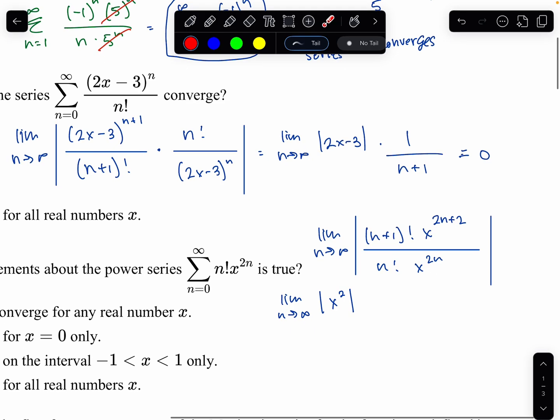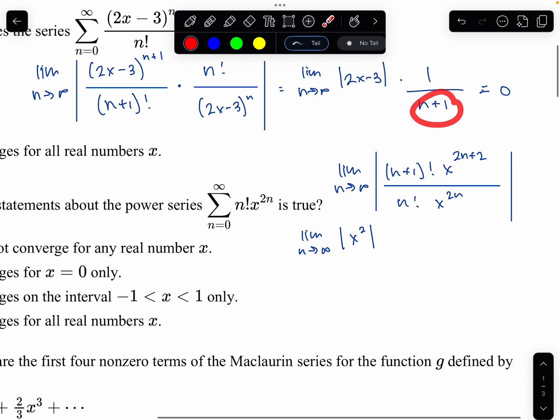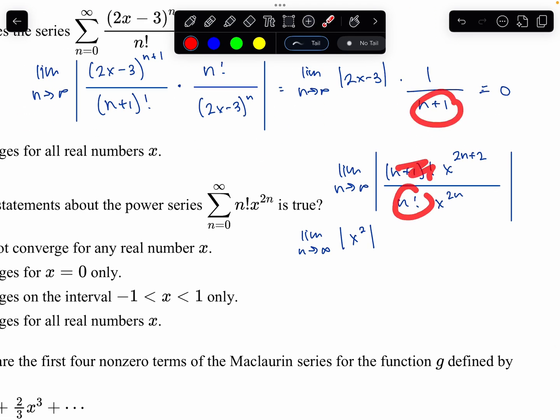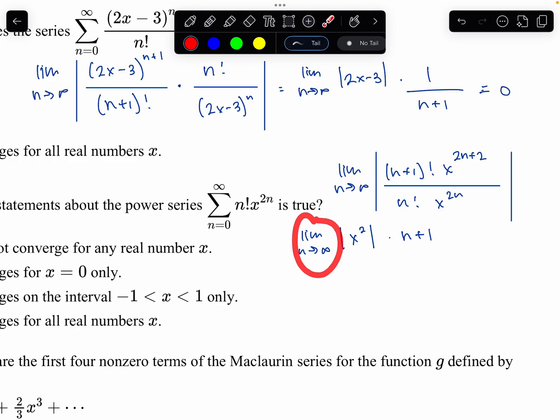And then what is n plus 1 factorial over n factorial? Well, in the previous problem, we did n factorial over n plus 1 factorial. That results in n plus 1, but this was in the denominator. Because n plus 1 factorial is in the numerator and n factorial is in the denominator, this will result in n plus 1. And now let's evaluate the limit. The limit as n approaches infinity, that's going to be infinity. So all of this is just going to be infinite.